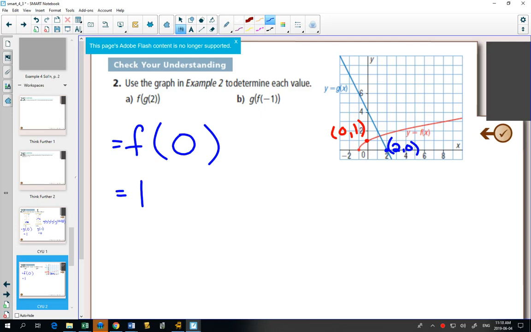Part B, g of f of -1. So first of all, we want to figure out what f of -1 is. So on my red function, sure enough, here I have the point (-1, 0). So when I plug in x equals -1 into f of x, my y value is 0.